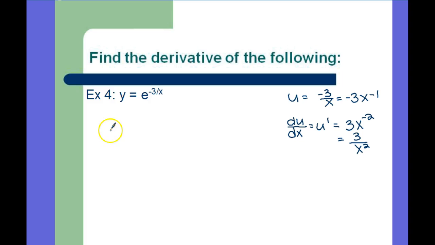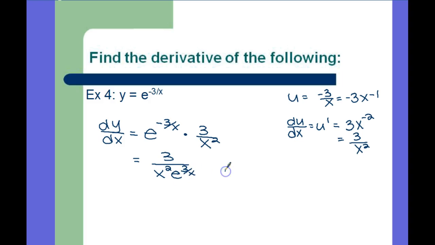So dy dx is e to the negative 3 over x times 3 over x squared. And I would rewrite it as 3 over x squared e to the positive 3 over x.